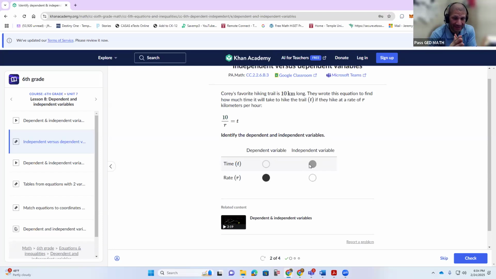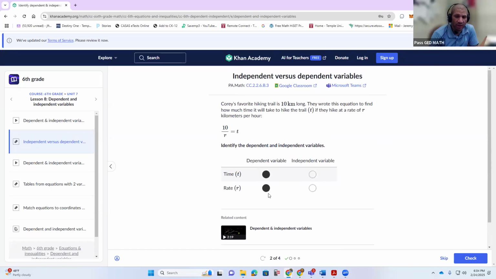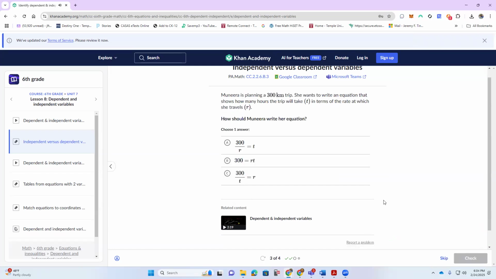So is T, time, dependent or independent? The dependent. Dependent. And your rate is what? My rate is the independent. Okay. You must know what R is before you can figure out T. So R is the independent variable. T is the dependent variable. Got it? Let's try one more.